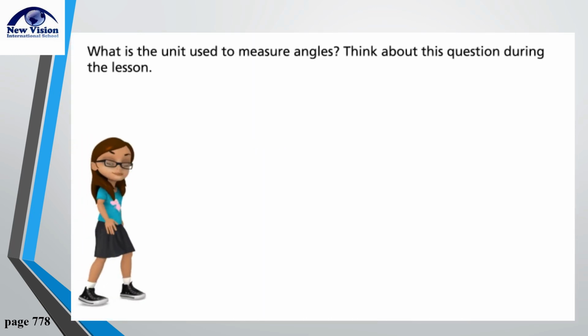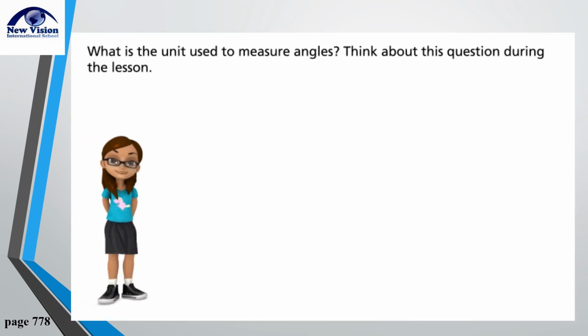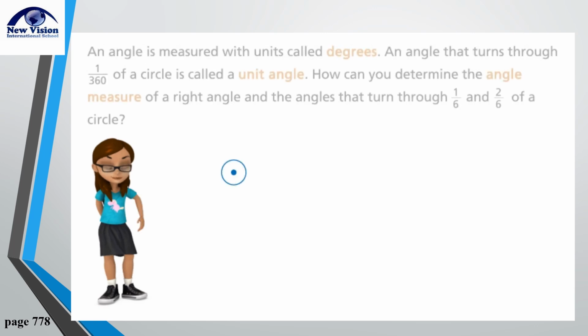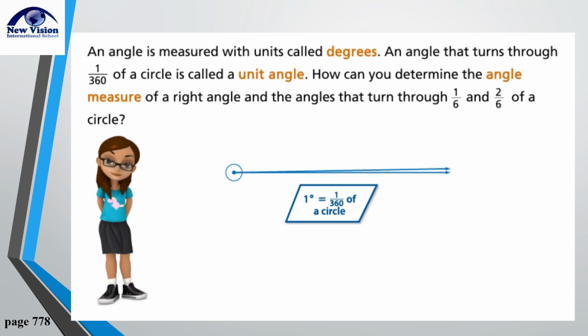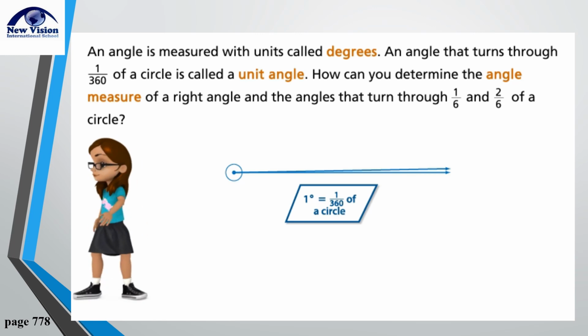What is the unit used to measure angles? Think about this question during the lesson. An angle is measured with units called degrees. An angle that turns through 1/360th of a circle is called a unit angle. How can you determine the angle measure of a right angle and the angles that turn through 1/6 and 2/6 of a circle?